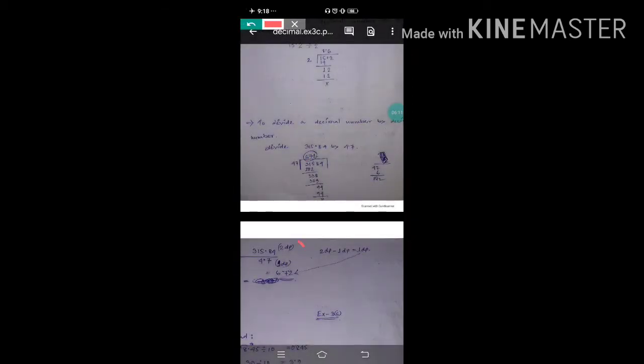Okay, but in the question it is given 3158.4 divided by, after adjusting the decimal, 47. Your answer is how much? 672. Without decimal your answer is 672, but here, because in the question a decimal point is there, the answer will also be in one decimal place, so it will be 67.2. Okay, see here, at last also you can adjust the decimal. This work you can do before or after.